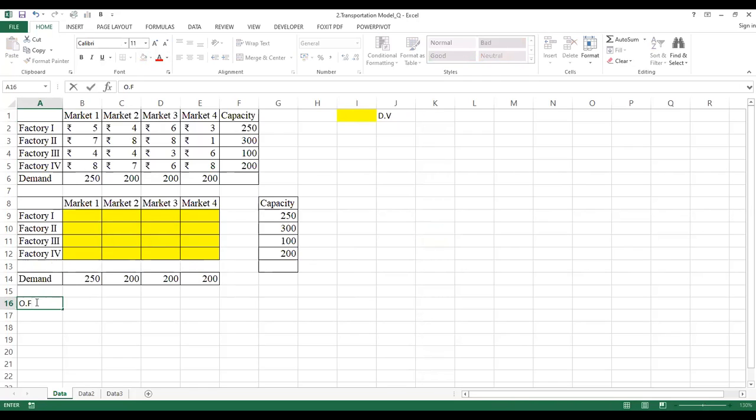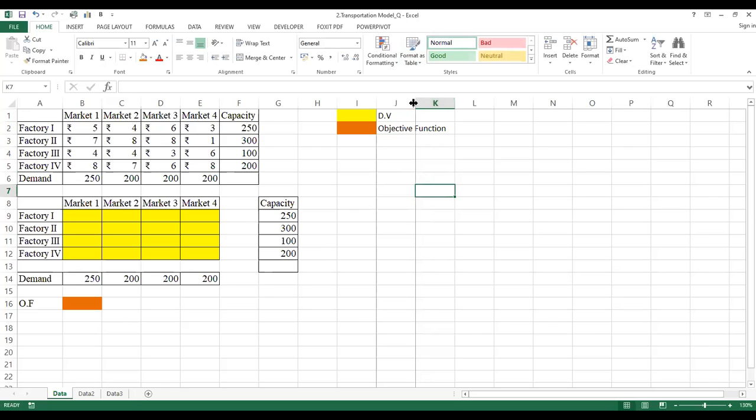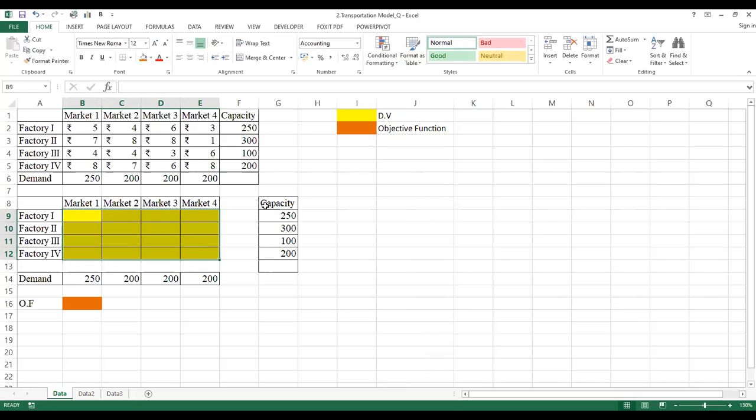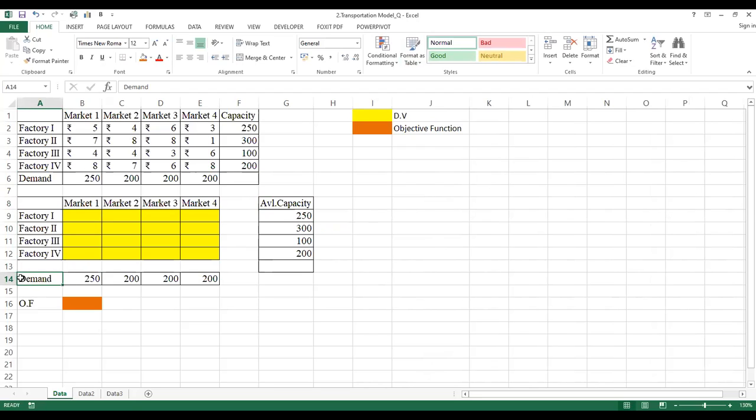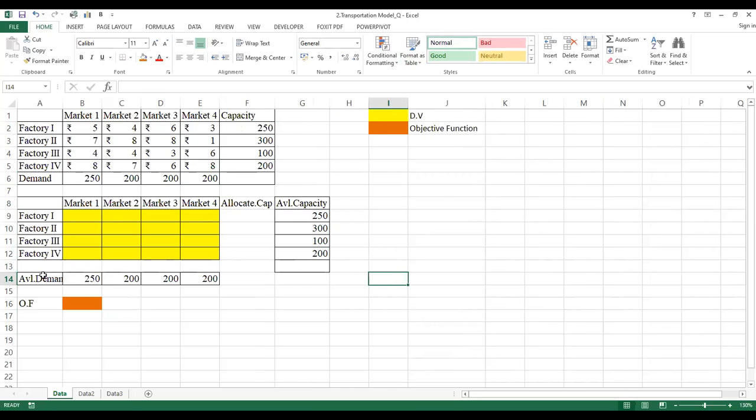Objective function. OF means what? Objective function. So this is our objective function. How many cells are blank here? 16 cells. Okay, so the capacity. This is the available capacity. And this is called available demand. What we are going to find out is the allocated capacity, how much we are going to allocate. We are not going to allocate, Excel will allocate. So allocated capacity. This is the demand side. Okay, so this is the first step.